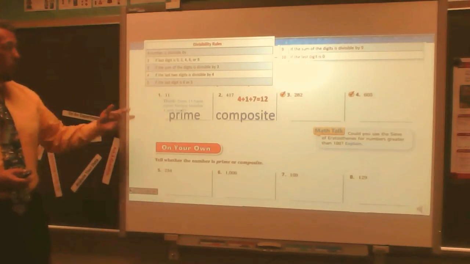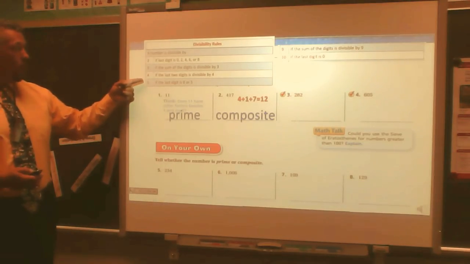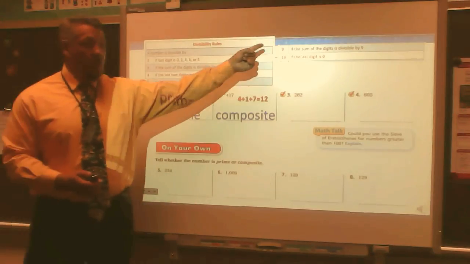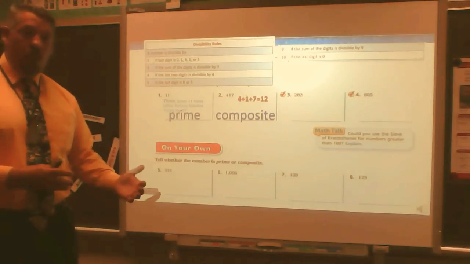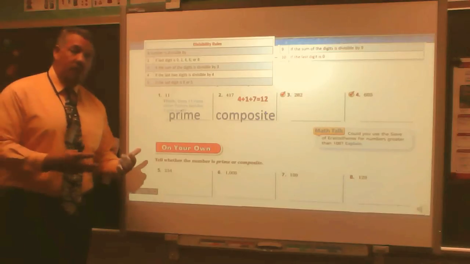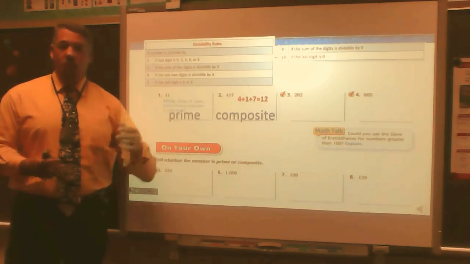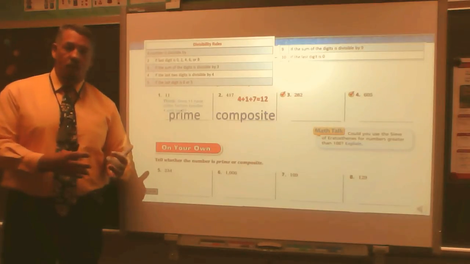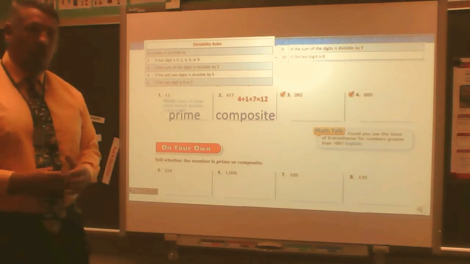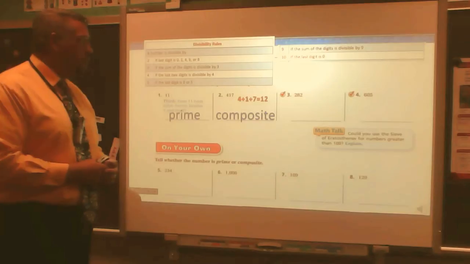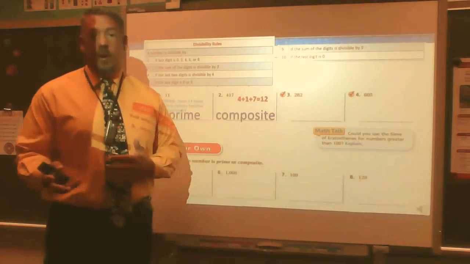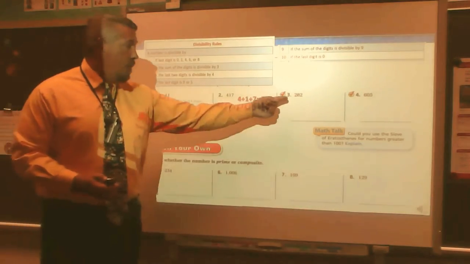So the ones that we're really going to focus on are 2, 3, 4, 5, 9, and 10 as we go through these. Now, if you want to take your highlighter and highlight these, since those are the ones that you really begin to use often and remember, that would be a good idea. Number 3, 282. Is it an even number?